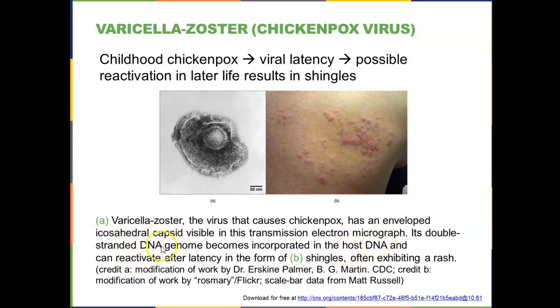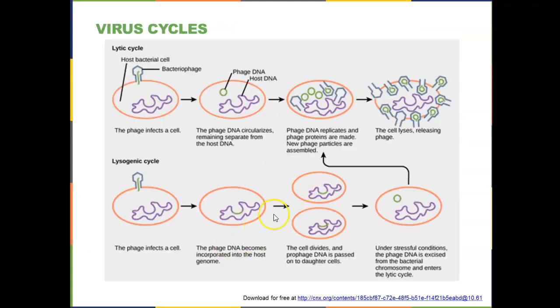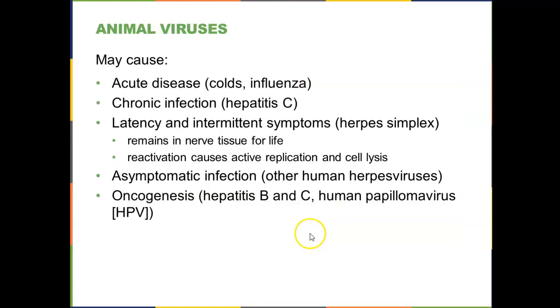Its double-stranded DNA genome becomes incorporated into the host DNA. Right, so this is a virus that infects eukaryotic cells, and its genome can be put into the host cell and become dormant. This life cycle right here. And so the cells in you or me, because humans are a target of that virus, can carry this DNA for years and years and years and years.